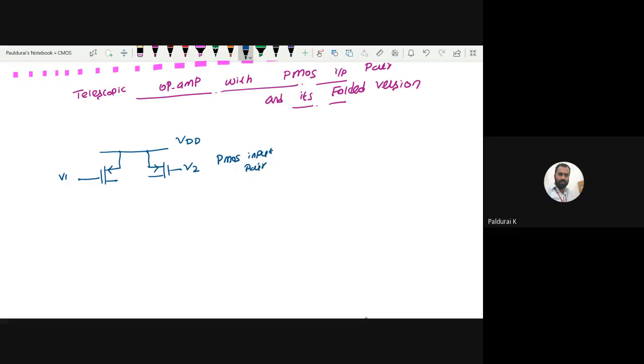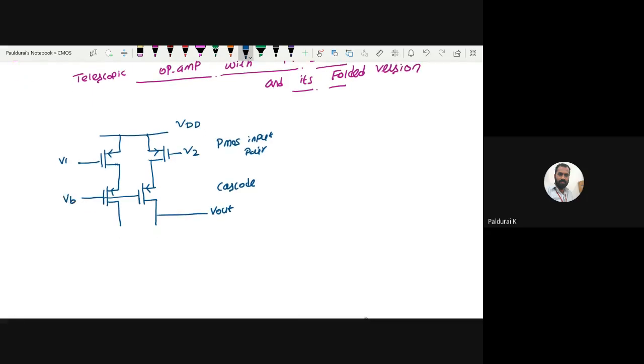Next I want to connect the cascode. Since the input is PMOS, what should come next? I want to connect PMOS. Here we will take the output. Let me call these M1, M2, M3, M4.